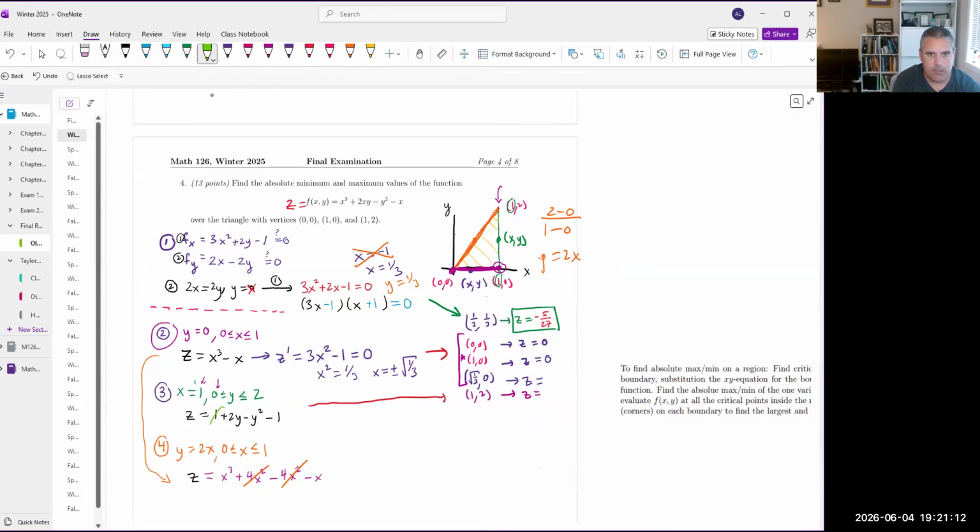And so we just need to do this one variable calculus problem, which is take its derivative, set it equal to 0. You get y as 1. So that would give me the point 1, 1. Done with that side.